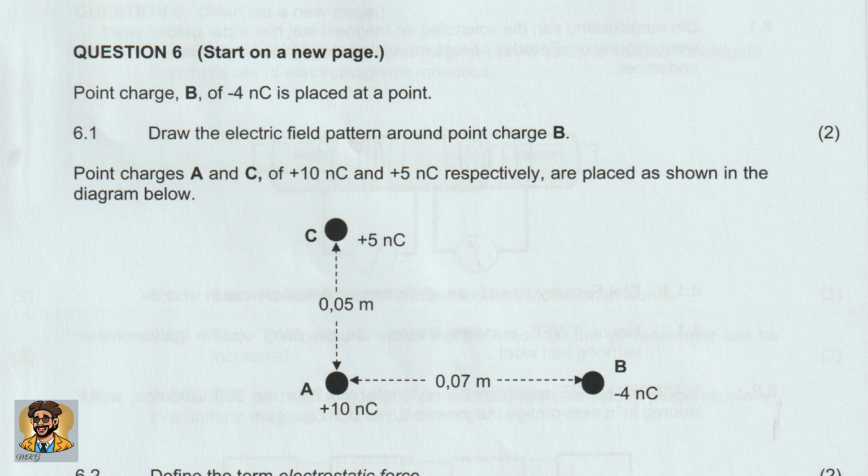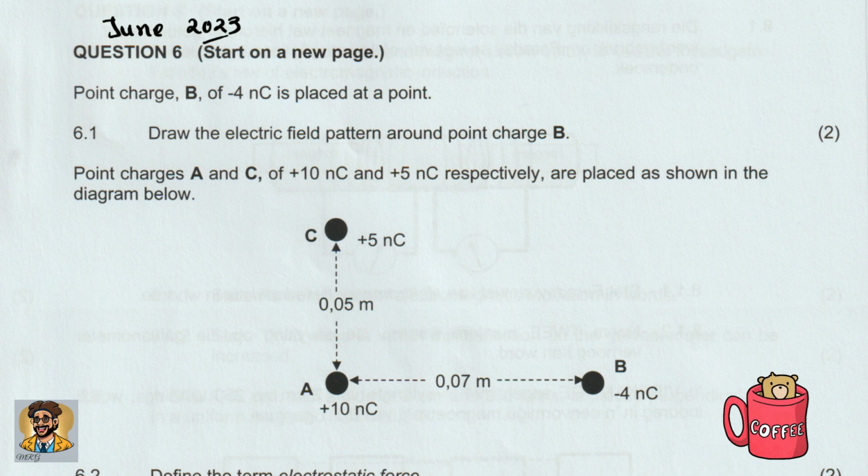This question was from the June 2023 paper in the Northern Cape province. The question says the following: Point B of negative 4 nanocoulomb is placed at a point. Draw the electric field pattern around point B. Now, point B is negative.